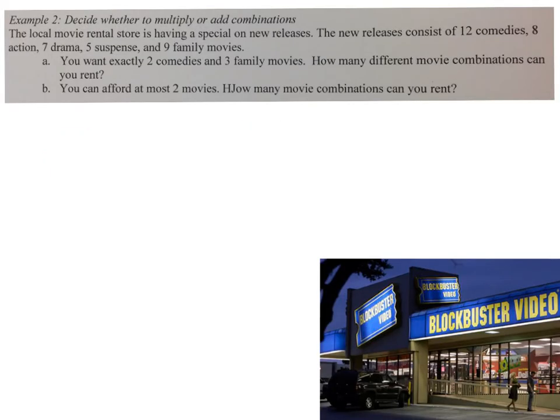Alright, here's a real blast from the past. Does anybody remember this place, Blockbuster Video, where we used to go get our movies before we had Netflix and Amazon and all the online stuff? Well, this problem was written back in those days, but the local movie rental store is having a special on new releases. The new releases consist of 12 comedies, 8 action, 7 drama, 5 suspense, and 9 family movies. Alright, so you go in there and you want exactly 2 comedies and 3 family movies. How many different movie combinations could you rent?